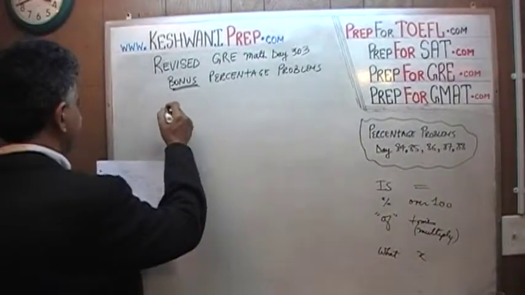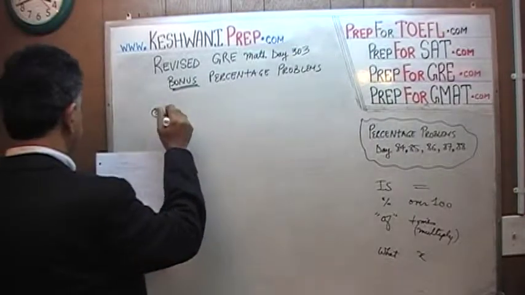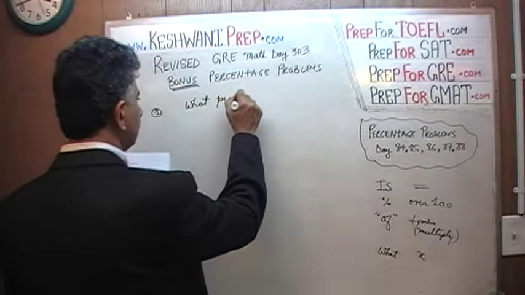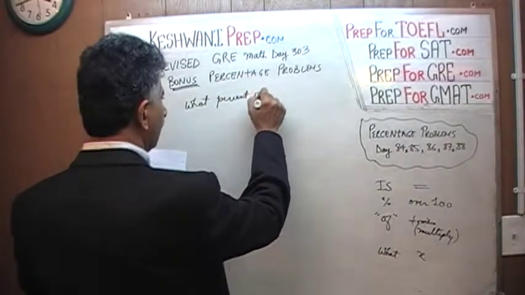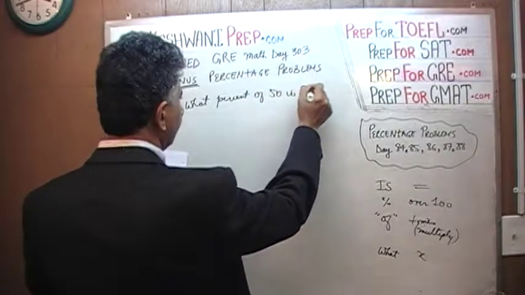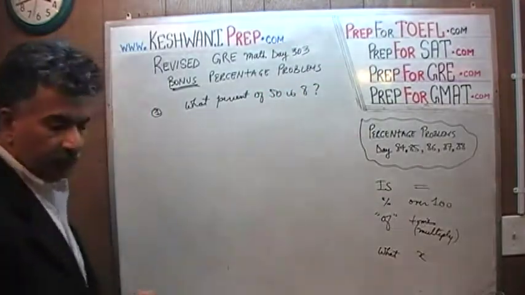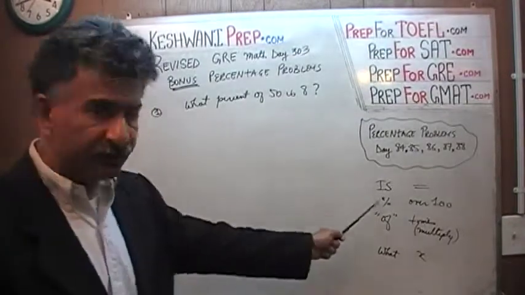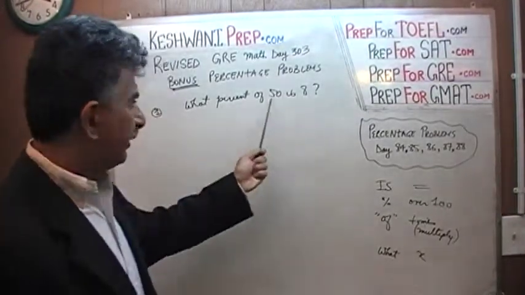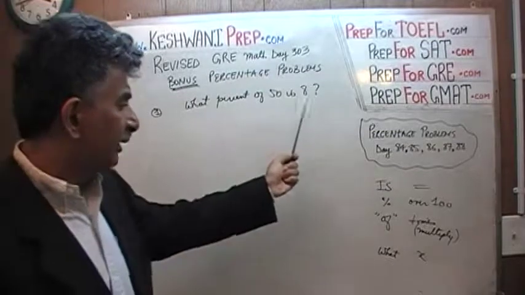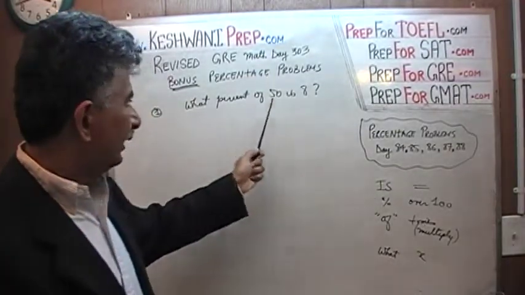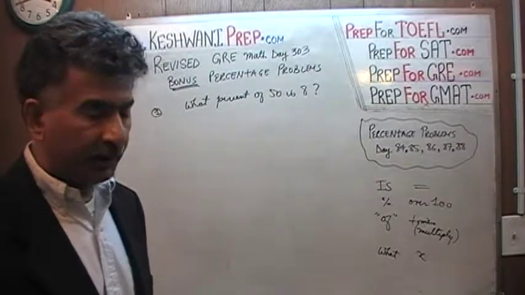Number 1. First question is, what percent of 50 is 8? Here's our dictionary. This is how we convert a percentage problem into a proper equation. We translate every word at a time, every single word, one word at a time.